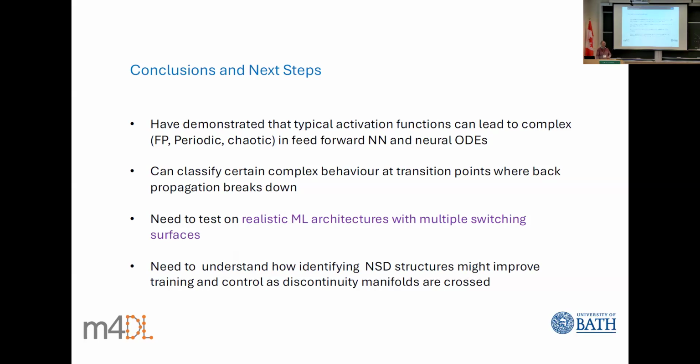Having been to Michael's talk yesterday, I got to go off and read all his papers to see how they've done it in the context of differential inclusion. So thanks for your talk.